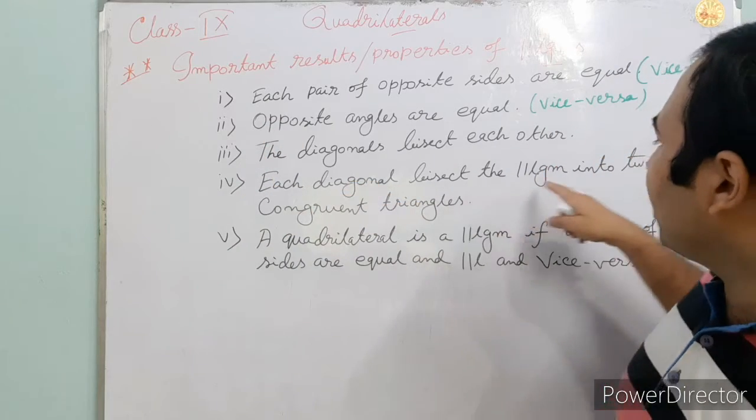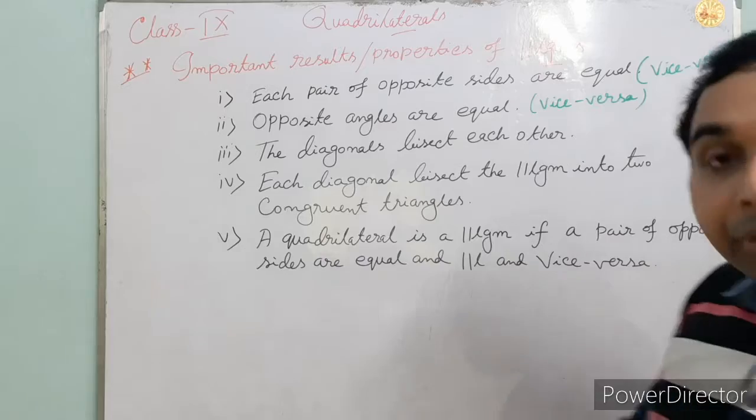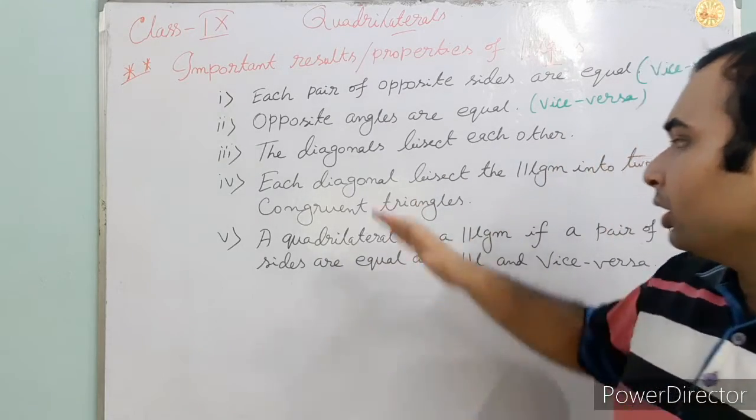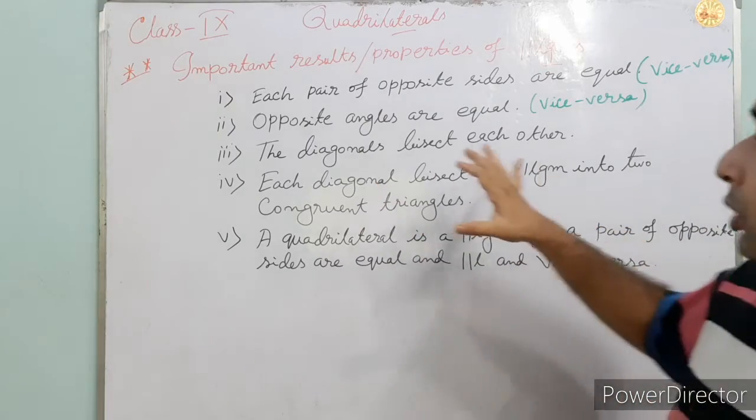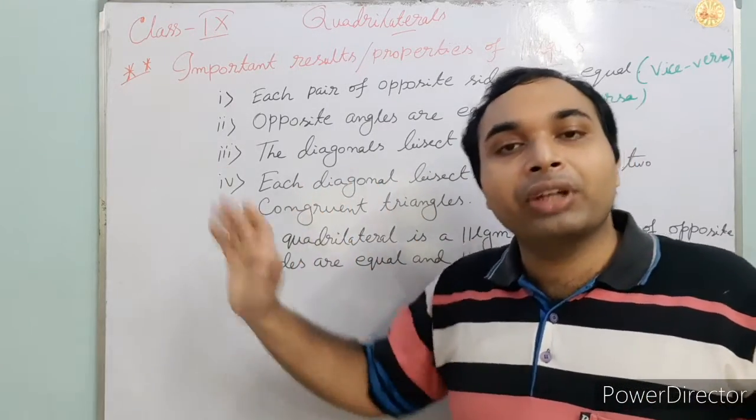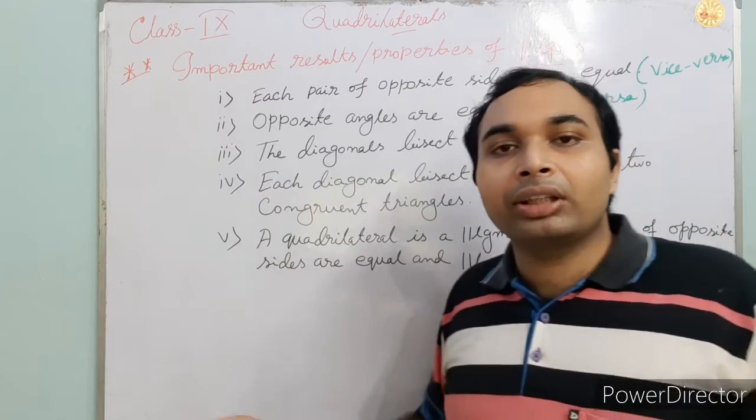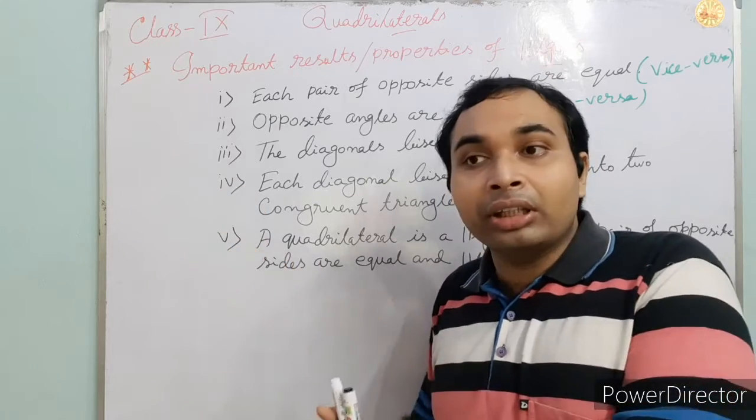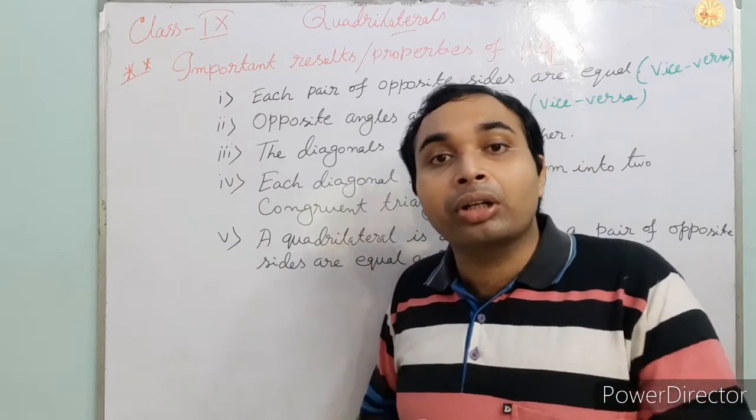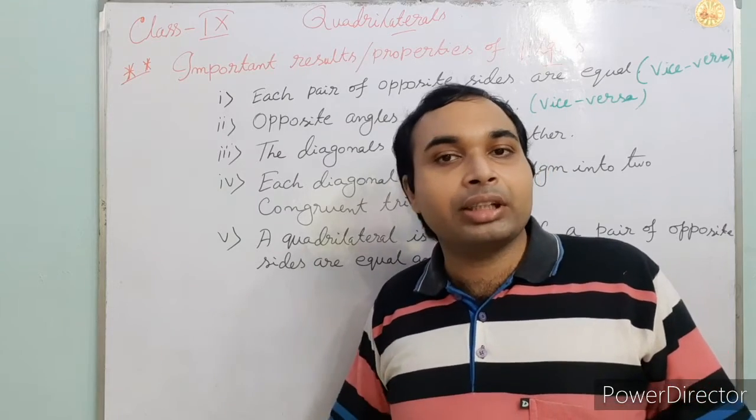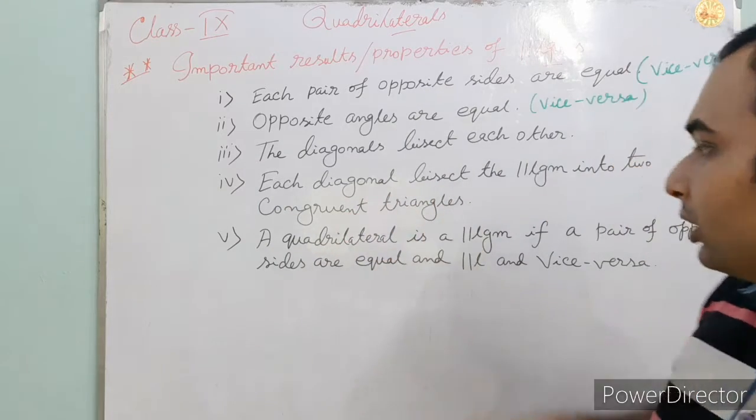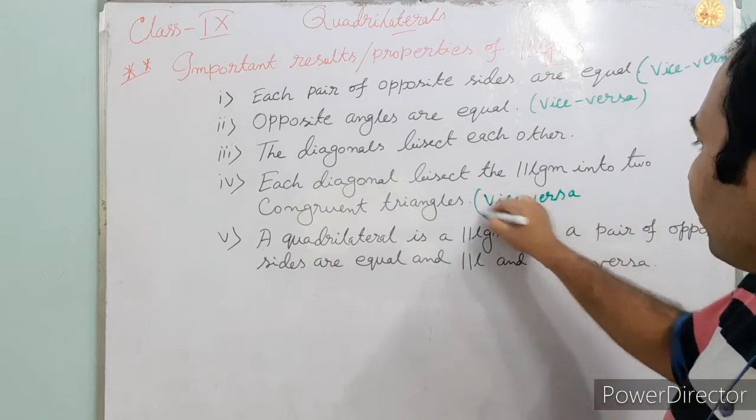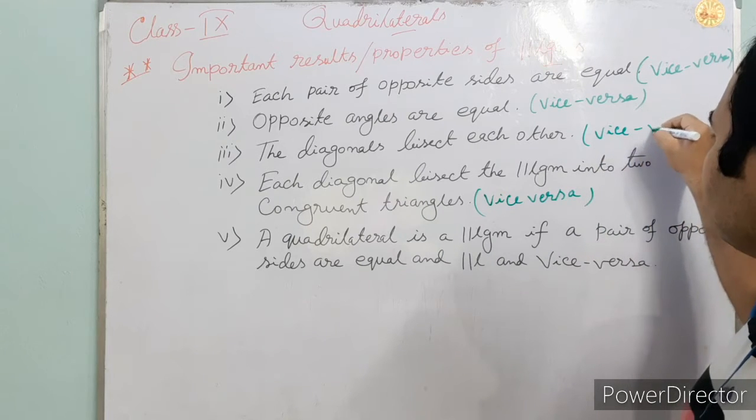Each diagonal bisects the parallelogram into two congruent triangles. It is also one of the main properties of the parallelogram, and the reverse way is also true. If in a quadrilateral one diagonal is bisecting the quadrilateral into two congruent triangles, then we can say that it is a parallelogram. This is also true in the reverse way.